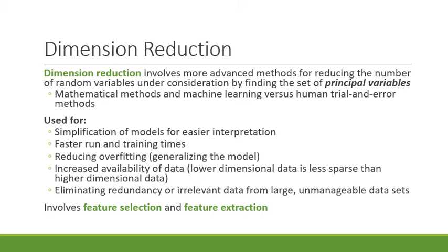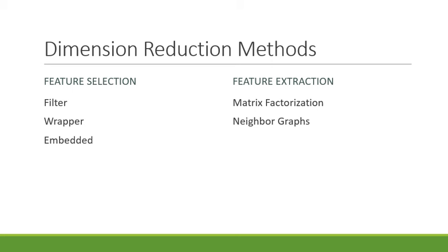So remember, we have to store data, and that's expensive, and we have to secure data, and that's also expensive. So we don't want to waste time storing, securing, and analyzing data that we don't need. So we can use feature selection or feature extraction in order to accomplish this goal. Feature selection is machine learning techniques that include filters, wrappers, or embedded feature selection, and feature extraction methods include things like matrix factorization and neighbor graphs.